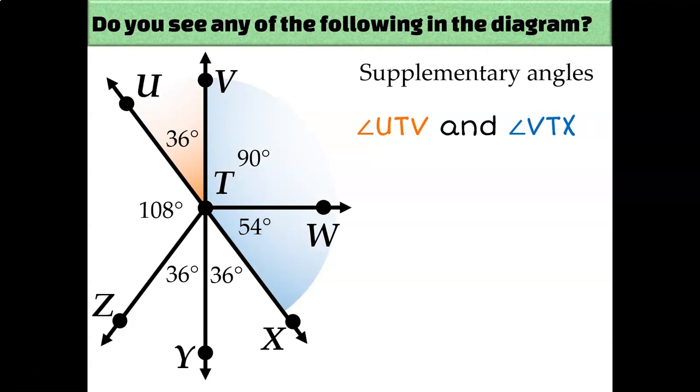Let's talk about supplementary angles. For example, angle UTV and angle VTX. Those 2 angles add up to 180 degrees, therefore those are supplementary angles. You could also say that angle UTV and UTY are supplementary angles for the same reason. Or that angle UTZ and ZTX are supplementary, because they add up to 180 degrees as well. The first 3 examples I've shown you for supplementary all happen to be adjacent, but they don't have to be. You could also say that angle ZTY and angle VTX are supplementary. Even though they're non-adjacent, they still add up to 180, and therefore they're supplementary.